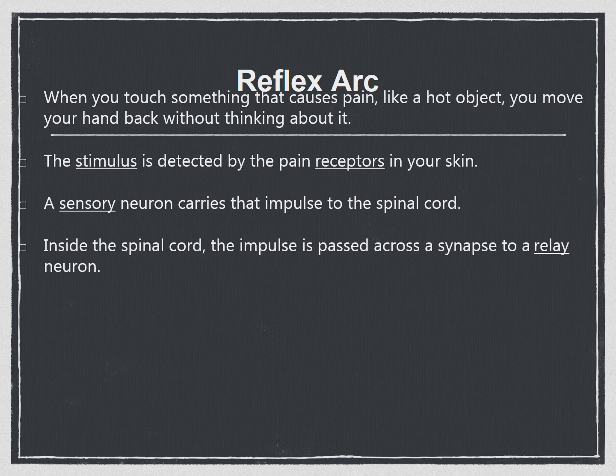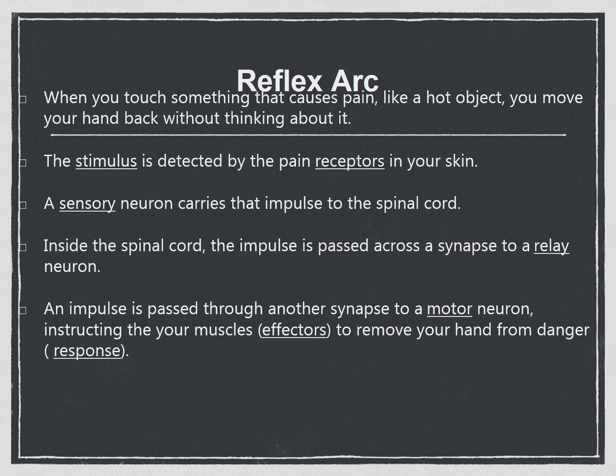Once it reaches the spinal cord, it's going to connect to a relay neuron. So that information is going to pass across the synapse into the relay neuron. The relay neuron is going to relay that information along to a motor neuron. The impulse is passed through another synapse into the motor neuron, and the motor neuron is going to instruct the muscles that it's connected to, the effectors, and tell them what they're going to do, the response. That's going to be to move your hand away from the danger.